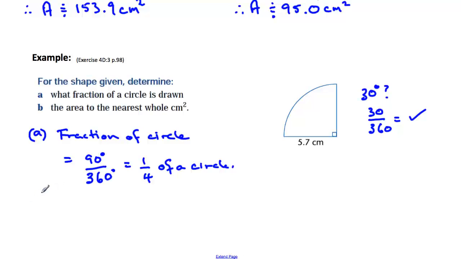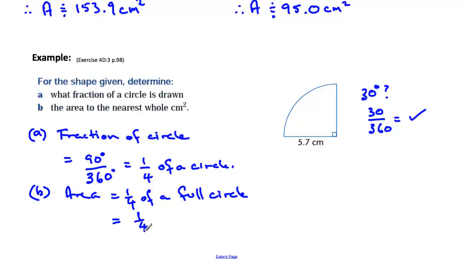But what we need to do now is to work out our solution for this one. We want the area of the whole part, so we want an area that is equal to 1/4 of a full circle. So in we go: 1/4 of the area of a full circle is pi r squared. So we'll fill this out, 1/4 times pi. Now the radius here is 5.7 because that's the center of the circle and that's the circumference. So there's our radius, 5.7 centimeters squared.